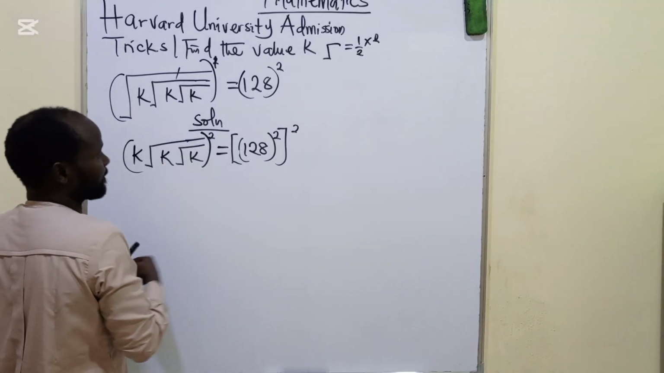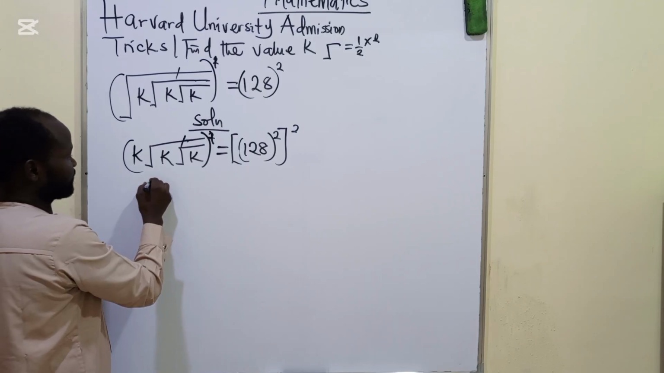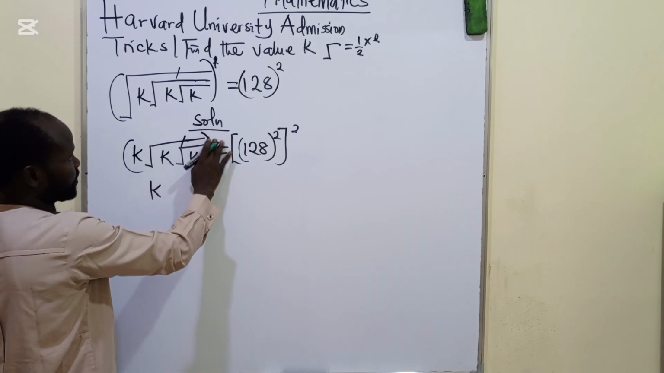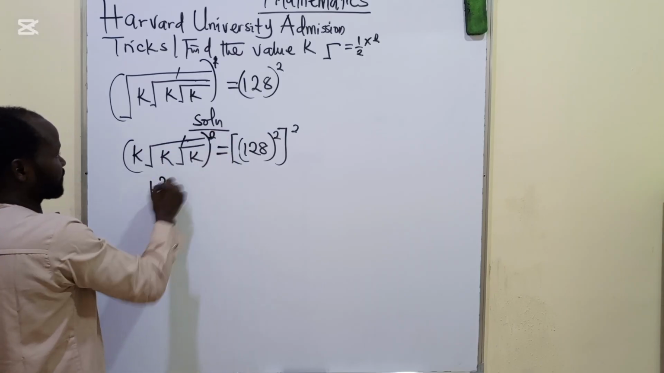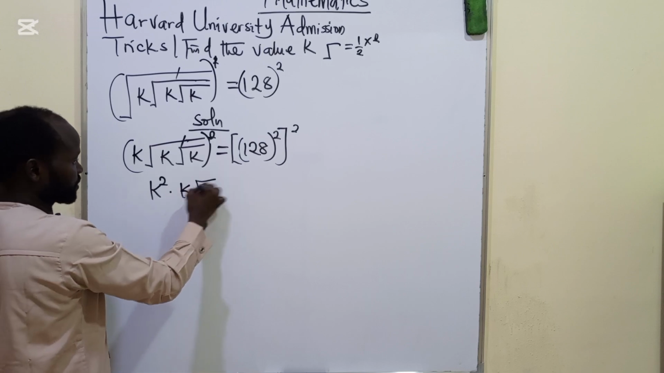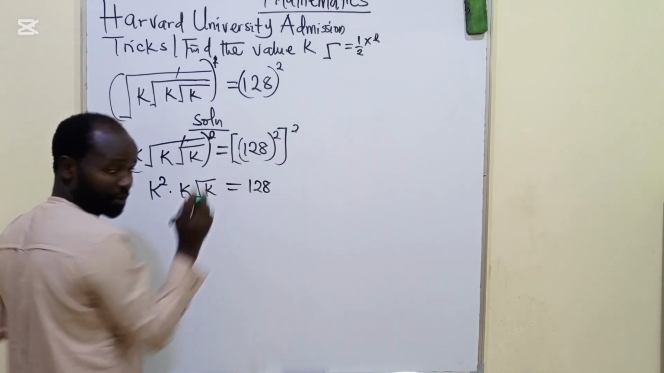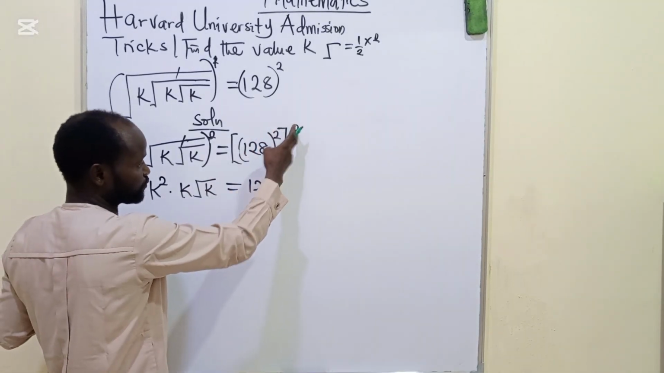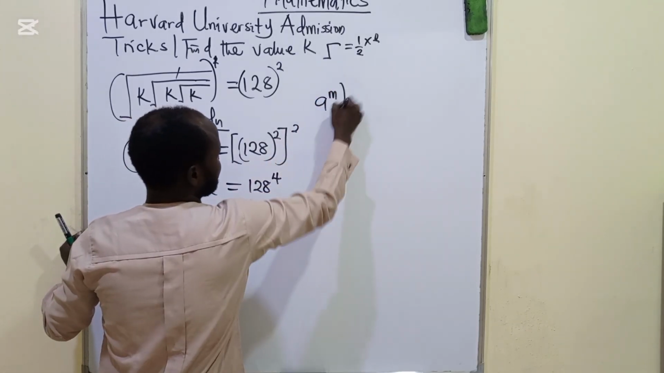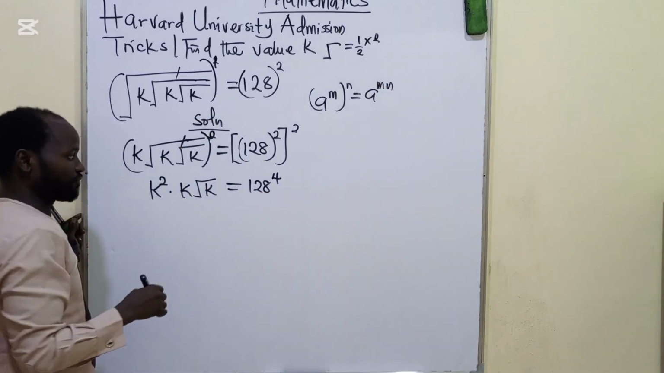This square will take care of this square root. We'll be left with k, but this square will now affect this k. We'll have k square. Then this square will take care of this, and we'll be left with k root k, and this will now be equal to 128. We apply the power law of indices. 2 times 2 will be 4. If we have a power m all in power n, this is the same thing as a power m times n, power law of indices.